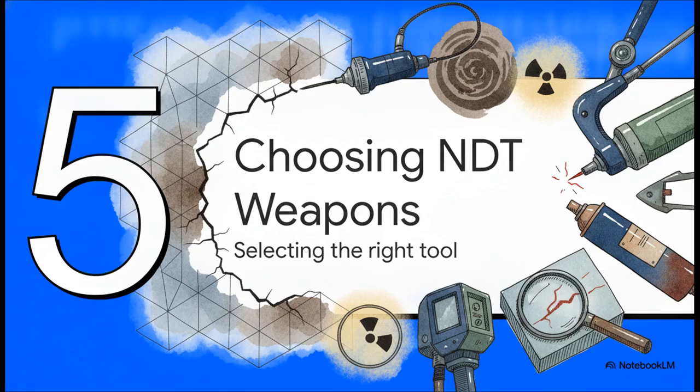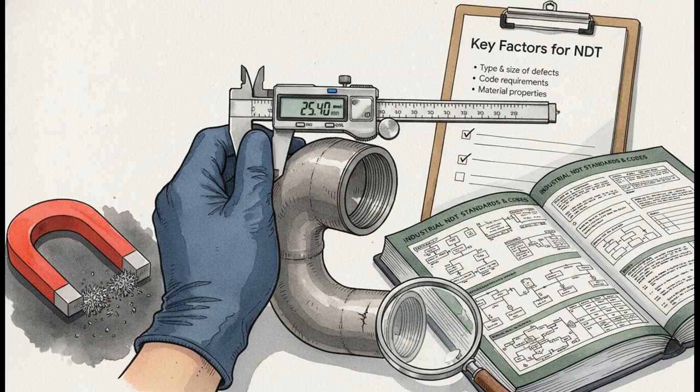And finally, Section 5, choosing your NDT weapon. Armed with a deep understanding of atomic structures and material limits, our industrial detective is ready to select their weapon. But an inspector doesn't just guess, right? They rely on a highly precise checklist. They have to perfectly match the physical properties of the part, whether it's ferromagnetic or non-magnetic, thick or thin, with the suspected size of the defect. Plus, they have to make sure the test medium won't damage the part, all while strictly adhering to complex code requirements. It's quite the balancing act.